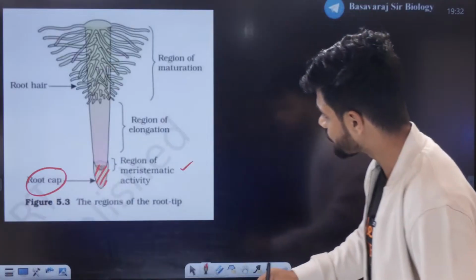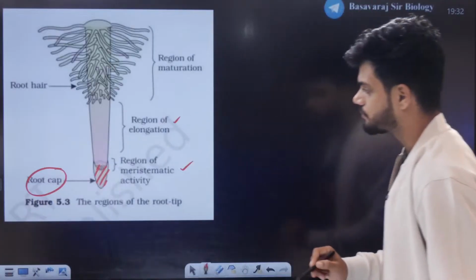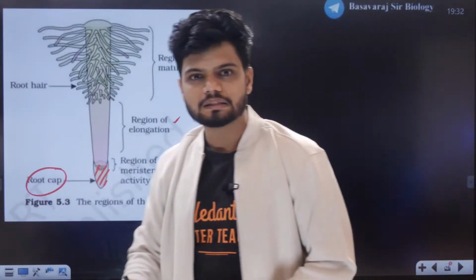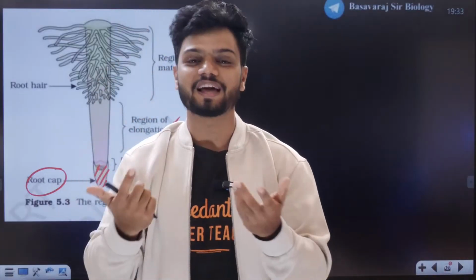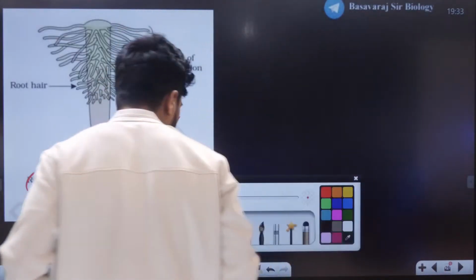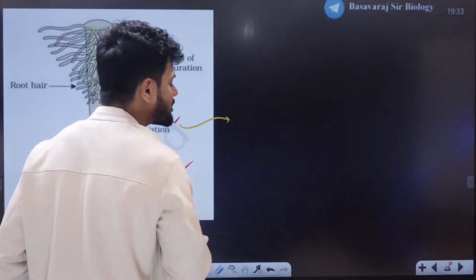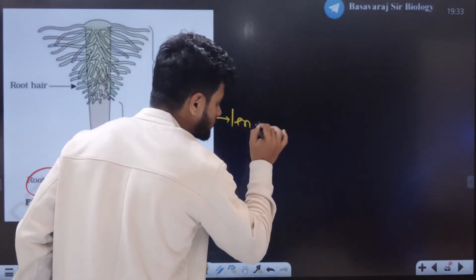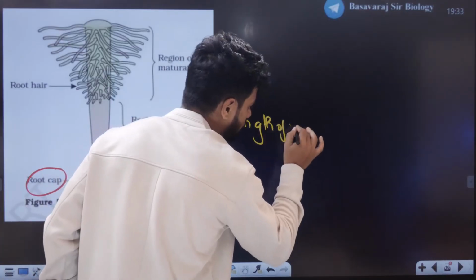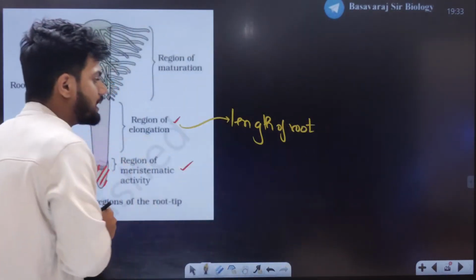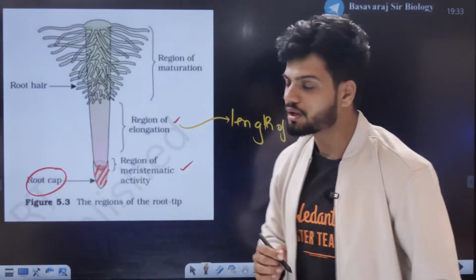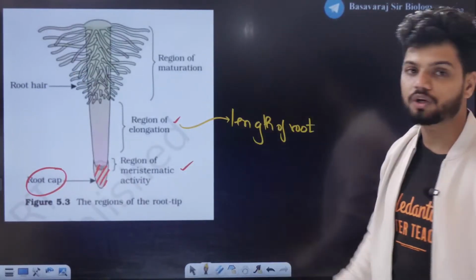Okay. Now, then is the region of elongation. In the region of elongation, the cells will elongate. Okay. And the region of elongation is also the region responsible for the length of the root. Okay. The last region is called the region of maturation.